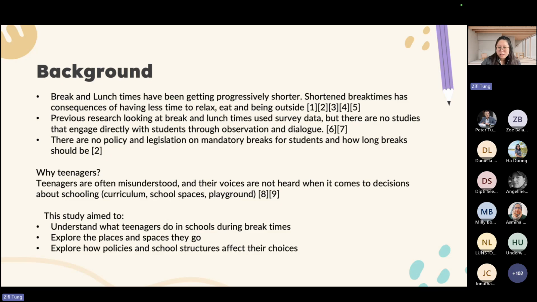So why teenagers? Teenagers are often misunderstood and their voices are not heard. Looking at the literature, there isn't much on teenagers themselves; it is usually asking adults or focusing on primary schools. So my study aimed to understand what teenagers do in schools during break times, explore the places and spaces they go, and how policies and school structures affect their choices.